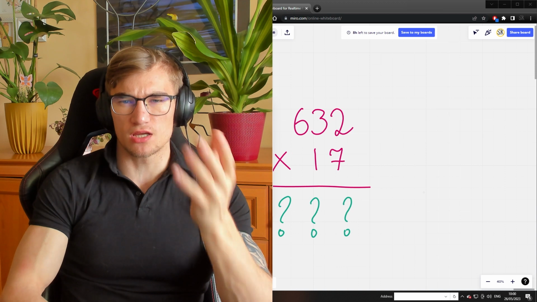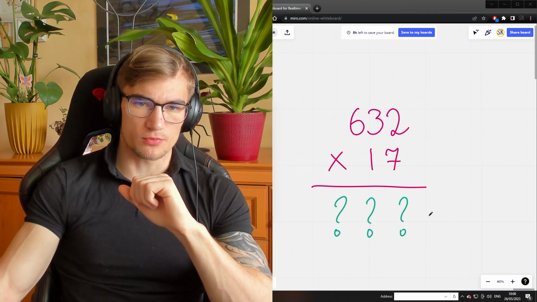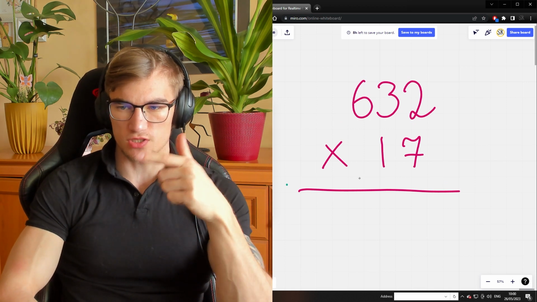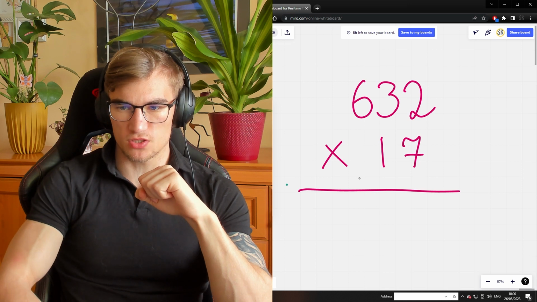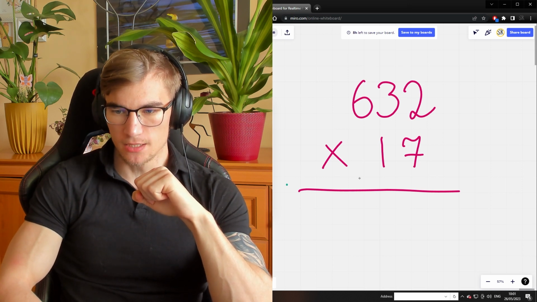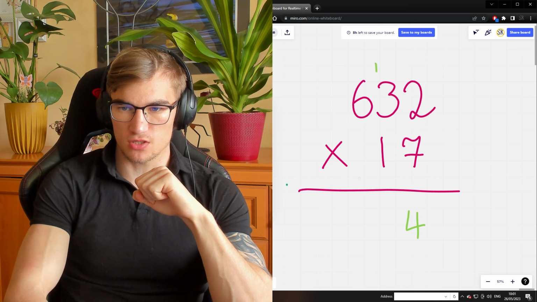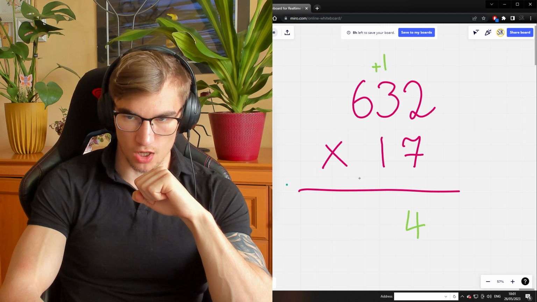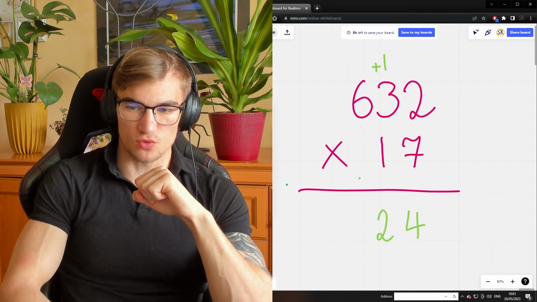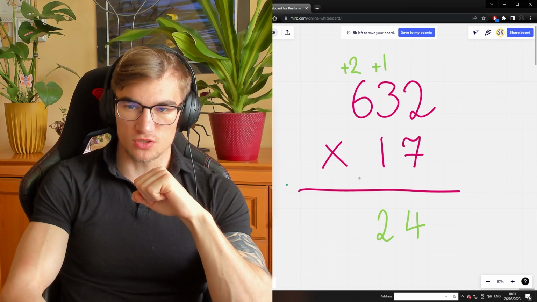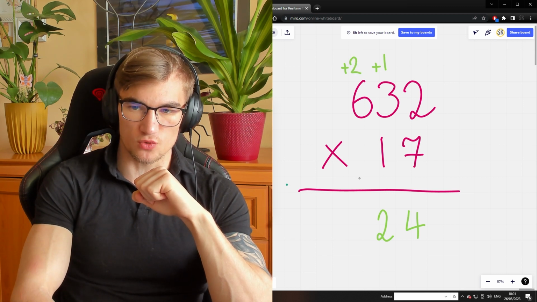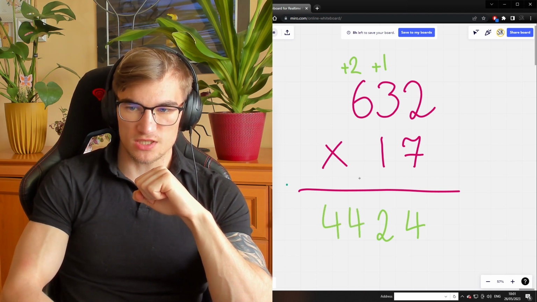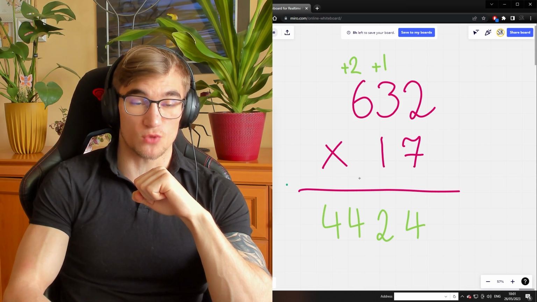So first I'm going to solve this and then I'll talk you through it, okay? So how would I approach this question? The first thing I do is I take my 7, because I always start on the right side, and I times the 7 with the 2. 7 times by 2 gives me 14. So I put the 4 underneath and I put plus 1 here. Now I'm going to do 7 times by 3, which gives me 21, plus 1 gives me 22. So I'm going to put 2 here and I'll put plus 2 here. Now I'm going to do 7 times by 6, which gives me 42, and 42 plus 2 gives me 44. So I'm going to put 44 here. So 7 times by 632 gives me 4,424.